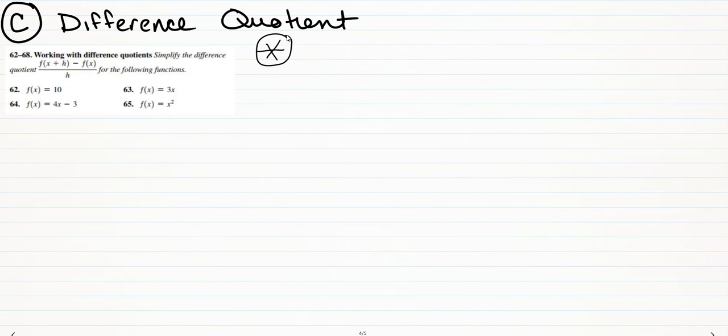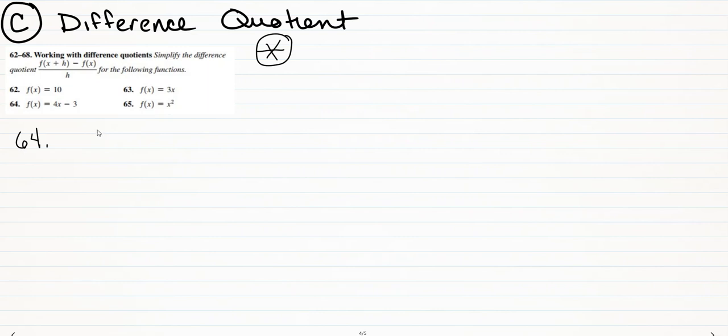What this means, and let's take this number 64 as the example we'll do, what this example means to do is replace the x with x plus h, and then replace f of x with f of x and divide by h. So it would look like this.